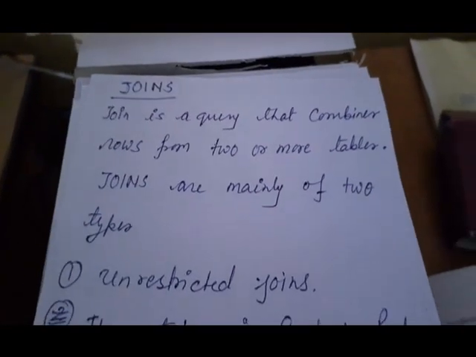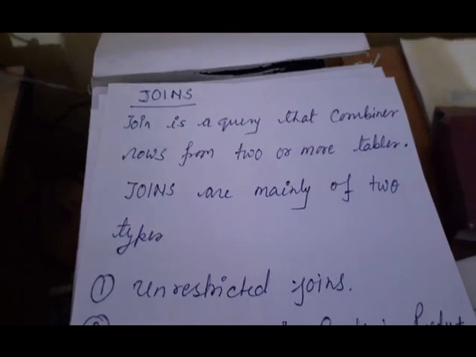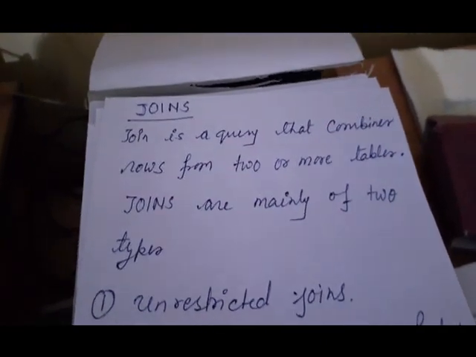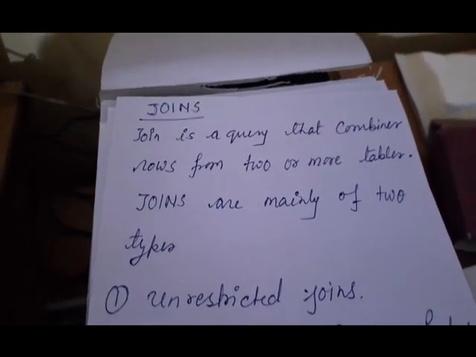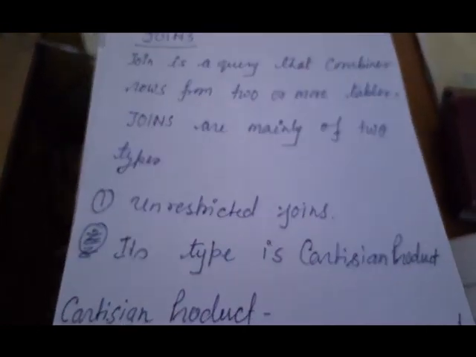SQL join is a query. It is a query that combines rows from two or more tables. Okay, joins are mainly of two types. Number one is unrestricted joins. We are going to now join two tables. Okay, rows from two tables will be joined.